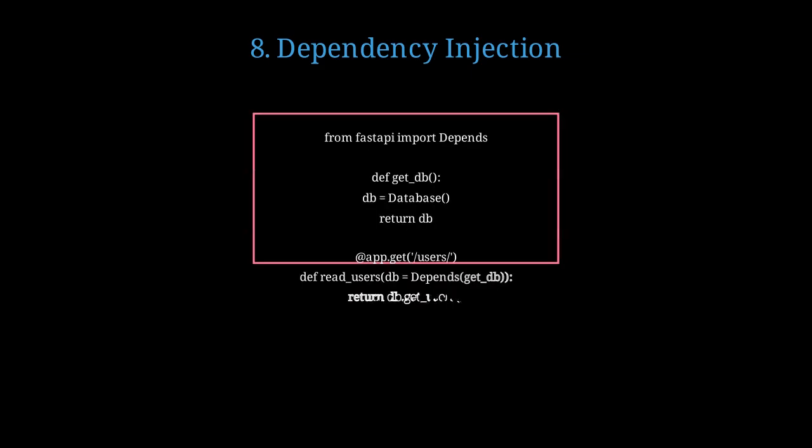FastAPI's dependency injection system makes code reusable and testable. Dependencies like database connections can be injected into endpoints using the Depends function, promoting clean code architecture.